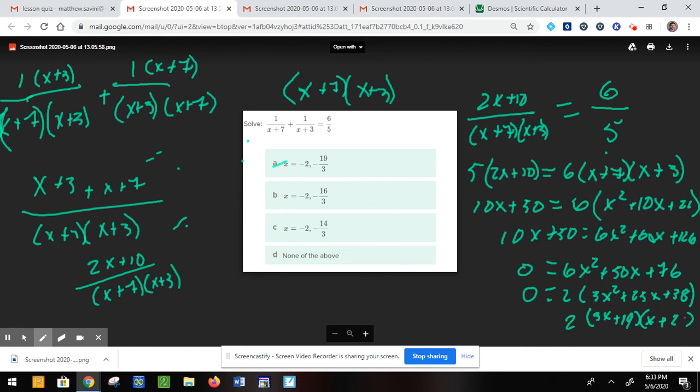Now you just take both those factors and set them equal to 0. So you got 3x plus 19 equals 0, x plus 2 equals 0. Subtract 19, you get 3x is equal to negative 19. Divide by 3, you get x equal to negative 19 over 3. All right, subtract 2 from both sides and you get x equal to negative 2. All right, so it looks like A is your answer.